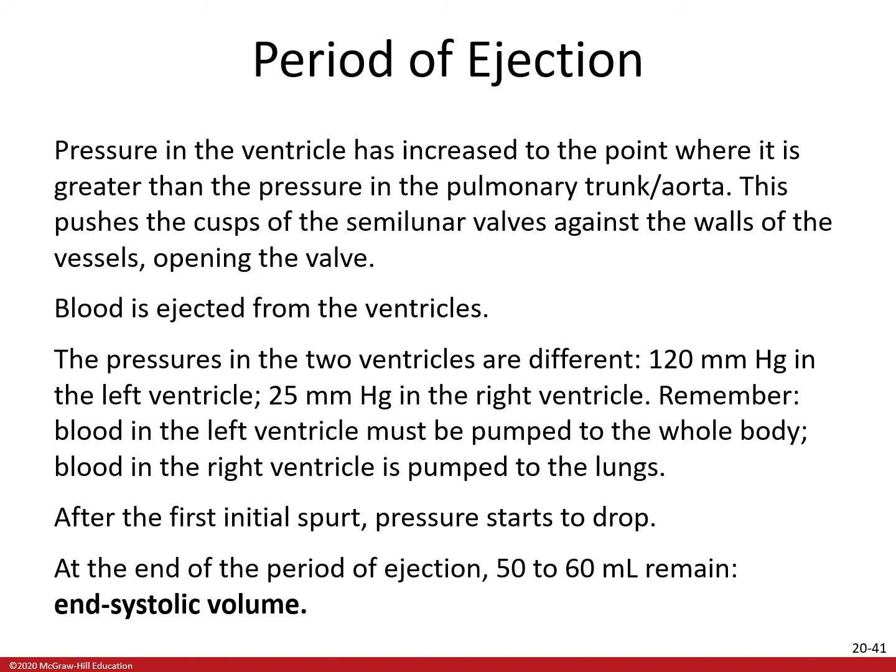During the first part of ejection, blood flows rapidly out of the ventricles, and towards the end of ejection, ventricular pressure decreases due to reduced blood flow, despite continued ventricular contraction. By the end of ejection, the volume of blood in the ventricles has decreased to about 50 to 60 milliliters. The volume of blood remaining in the ventricles at the end of ventricular systole is going to be called end systolic volume, or ESV.